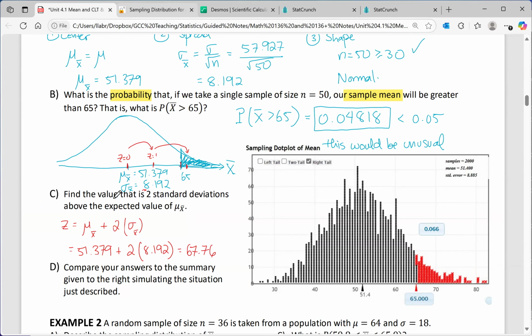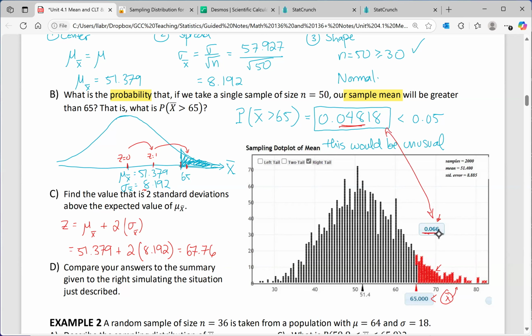All right, now let me go ahead and do part D, where it says compare your answer to the summary given to the right. So here's my summary. I only took 2,000 samples, and you can see how this area here is shaded red. The reason for that is that's the fraction of all sample means. So in red, you observe all of the sample means that are in fact greater than 65. If you divide that by the total number of samples, which in this case is 2,000, you get this proportion, 0.066. That's fairly close to 0.048. So these are the values that you want to compare. They should be approximately the same.